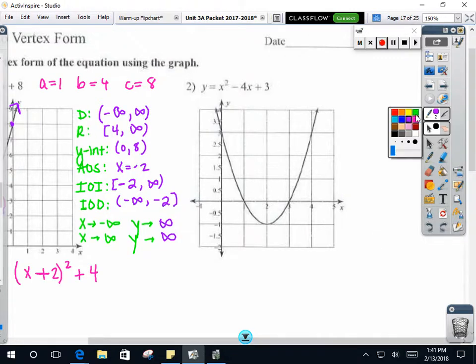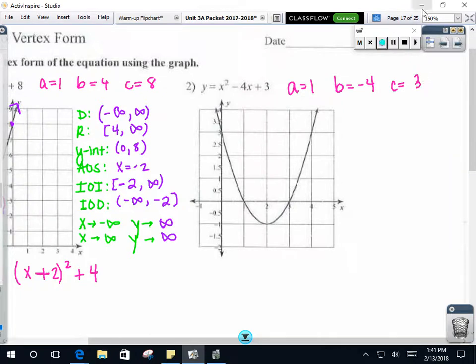Okay, number 2. What is the A value? 1. What's the B value? And what's the C value? 3. The first thing we need to do is rewrite that into vertex form.